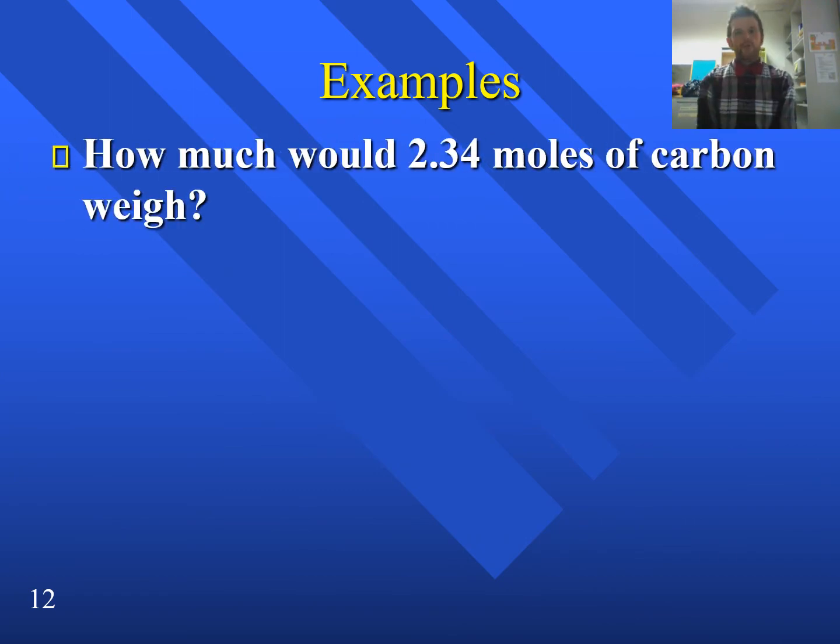So if we were going to do a conversion of this, so if I wanted to know how much 2.34 moles of carbon would weigh, the way I want you to set it up is like this. So this goes back to the idea of dimensional analysis. I want you to just set up a little crisscross. Whatever value you're given goes right here. So the given is going to go in the upper left. So I'm going to put 2.34 moles of carbon.